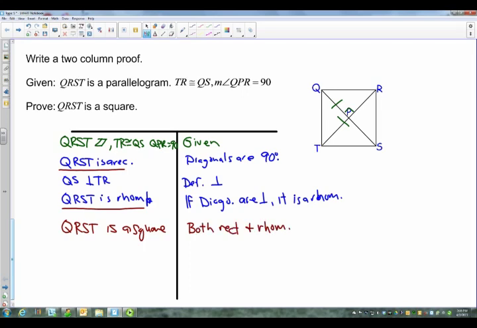Okay? Now I want to go back. I made a slight mistake right here. It's not that diagonals are 90 degrees, it's the diagonals are congruent. That's why it's a rectangle. I apologize. Okay, so it's a rectangle because the diagonals are congruent. It's a rhombus because the diagonals are perpendicular. It's a square because we have proven it is a rectangle and a rhombus.